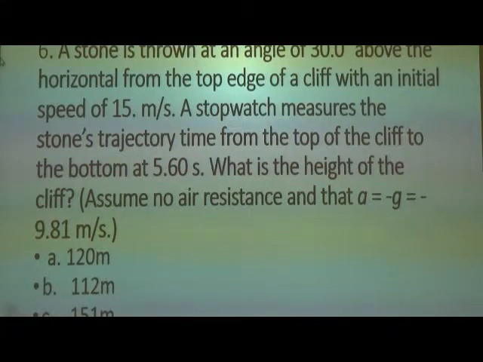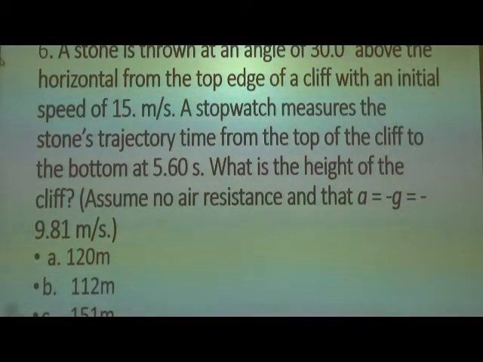Alright, number 6. A stone is thrown at an angle of 30 degrees above the horizontal from the top edge of a cliff with an initial speed of 15 meters per second. A stopwatch measures the stone's trajectory time from the top of the cliff to the bottom at 5.60 seconds. What is the height of the cliff?